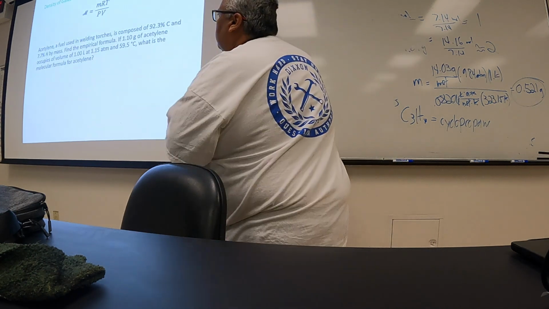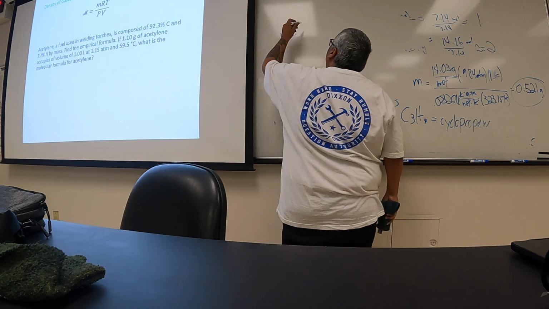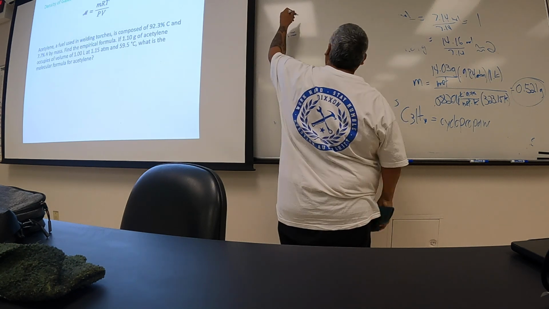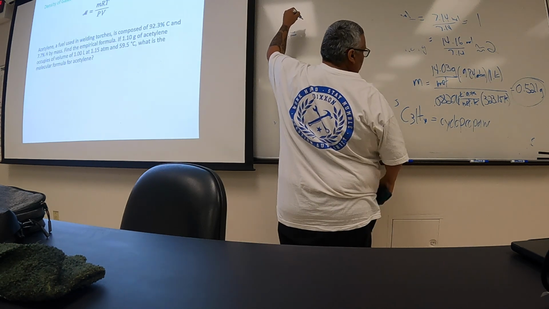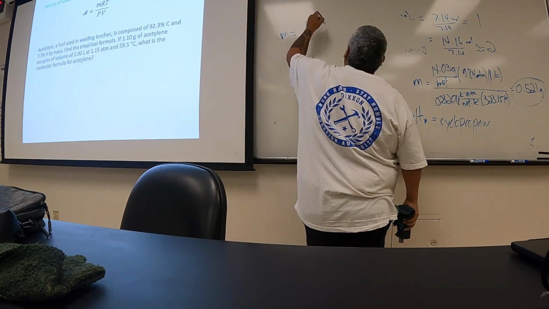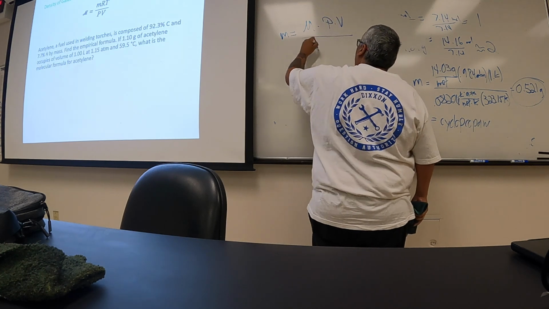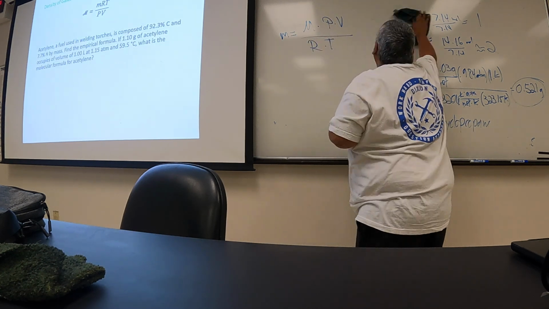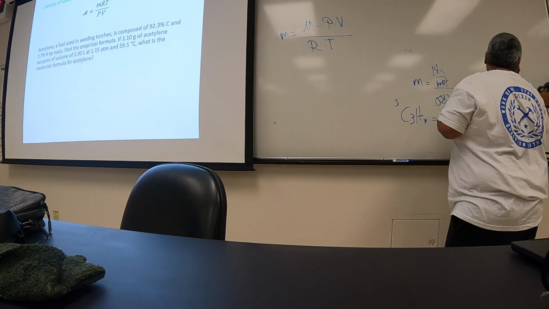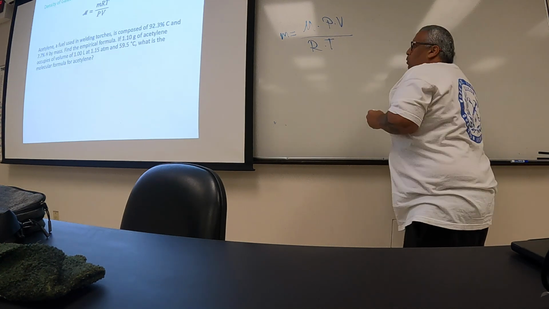We're going to figure out the formula, so it's going to be the same formula here. We've rearranged this so that mass is equal to molar mass times pressure times volume over the gas constant times temperature. So this is what we rearranged it to. And let's calculate another problem here.